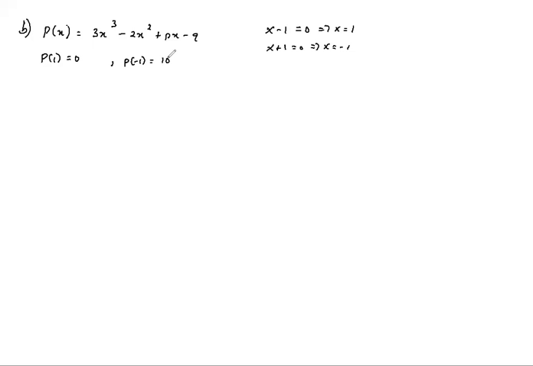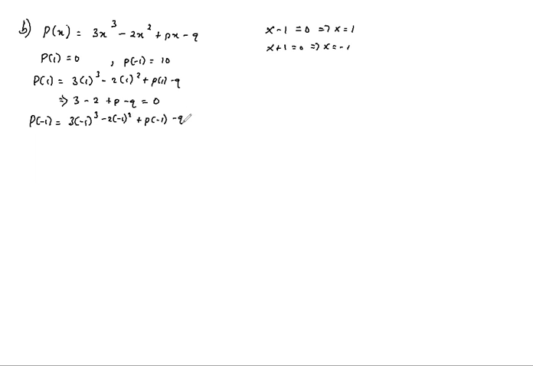Okay. So now what is P1? P1 is you take one where there is x. So we're going to get 3 minus 2 plus P minus Q is 0. Then for P of negative 1, we have negative 3 minus 2 minus P minus Q is equal to the remainder.